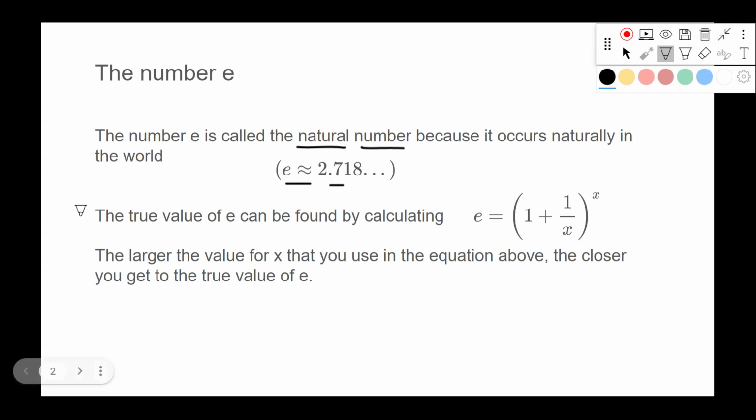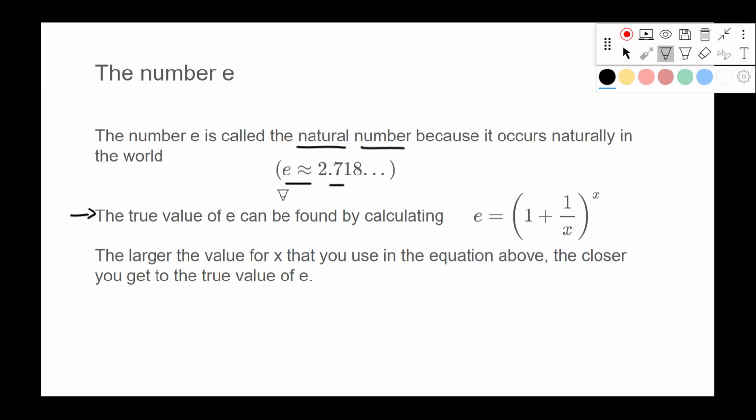You can find the true value of e by calculating (1 plus 1 over x) to the x power. This is the equation that describes e, 2.718, for large values of x. So you'd have to put numbers in for x that are extremely large, okay? But the larger the values for x that you plug in, the closer you will get to this true value of e, which is, as we call it here, approximately 2.718.